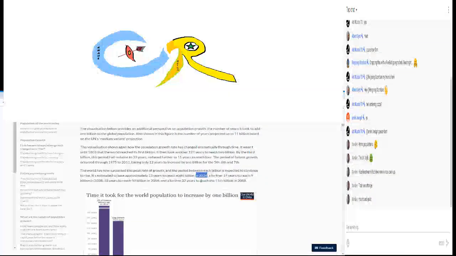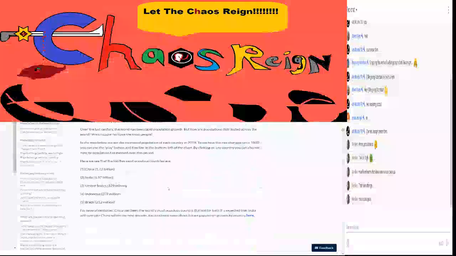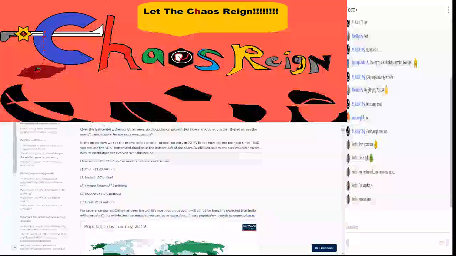So as I scroll down, is there anything else I wanted to look at? And there's more to this article. I'm not going to go into this because it will be long and drawn out, as y'all could tell. Right now, they're saying here, the population growth by country.